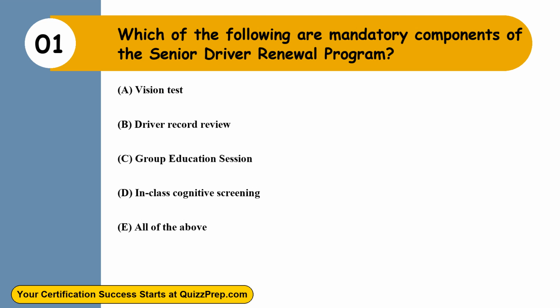Question 1. Which of the following are mandatory components of the senior driver renewal program? Option A, vision test. Option B, driver record review. Option C, group education session. Option D, in-class cognitive screening. Option E, all of the above.